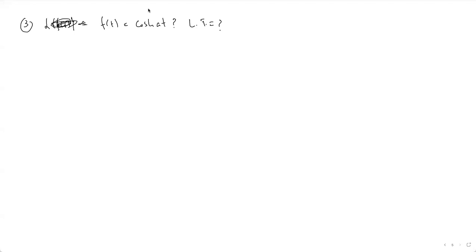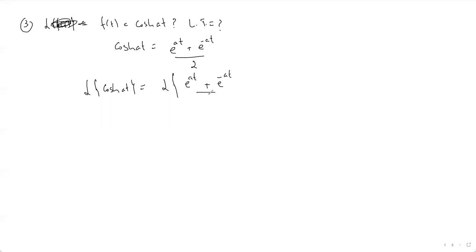What will be its transform? Now first what I will do, I will say that since you know that the cos hyperbolic at is always equal to e raised to power at plus e raised to power minus at divided by 2, isn't it? You know it from the very beginning. So the Laplace transform of this cos hyperbolic at will now be equal to the Laplace transform of e raised to power at plus e raised to power minus at divided by 2.